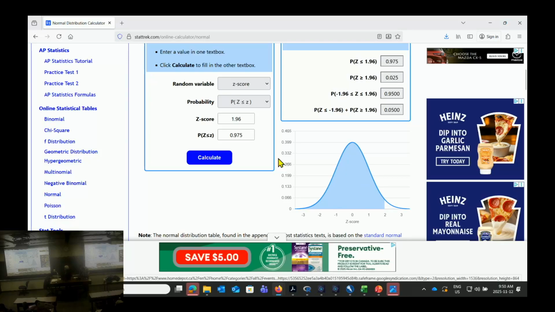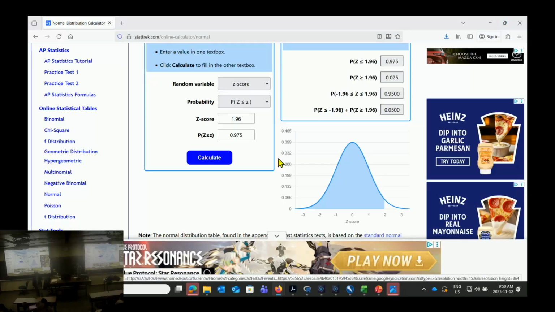There we are. So these are all values that you kind of get used to, and we did work out the probability that z was between negative 1.96 and 1.96. That was our 0.95 there. And we have a couple other possibilities there.